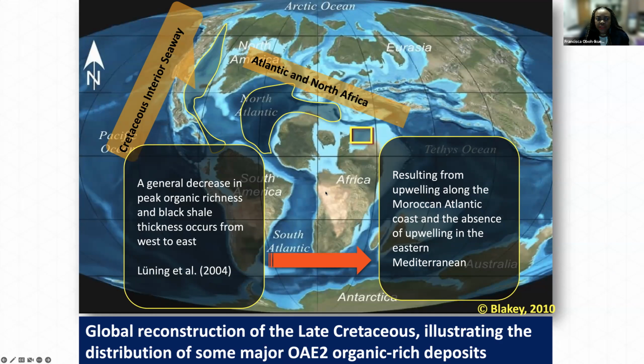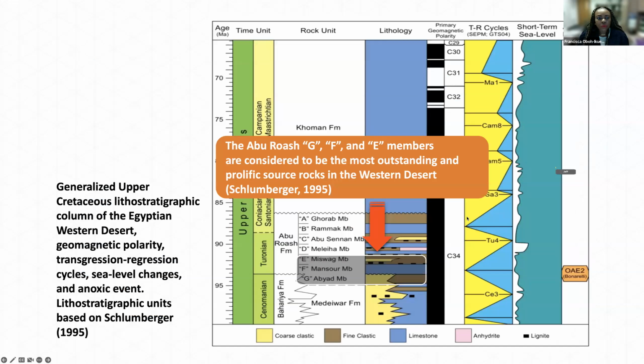So we find that the peak organic richness in the black shales, which occurred from west to east, was also resulting from upwelling along the Moroccan Atlantic coast. And in the eastern part, we did not see that. So what did we find?